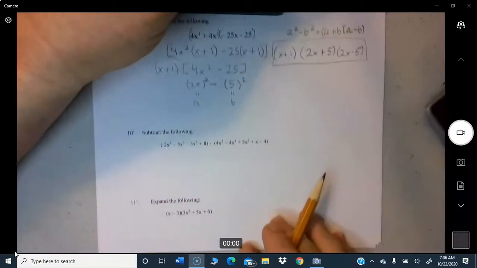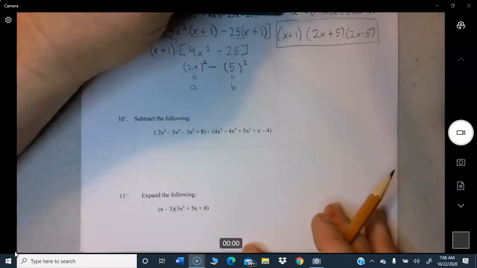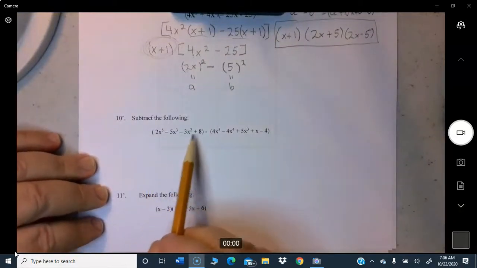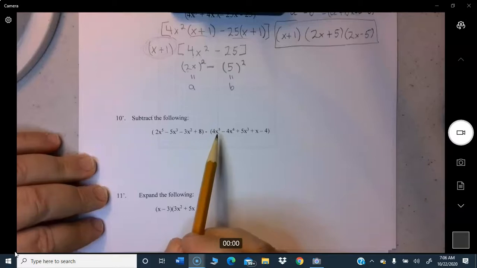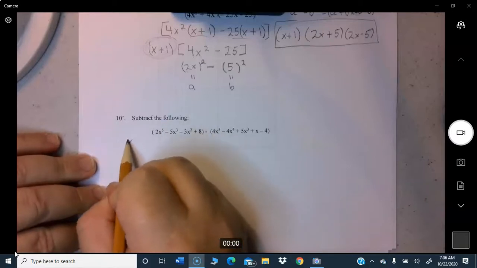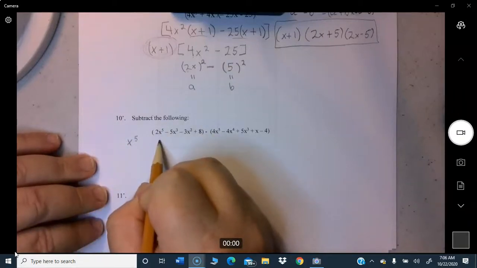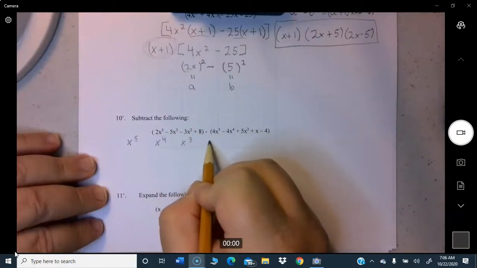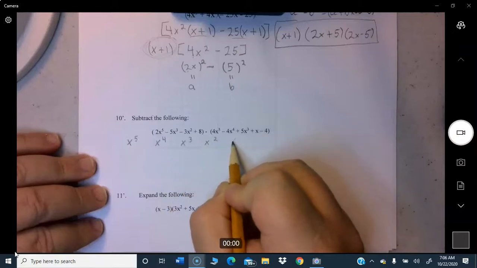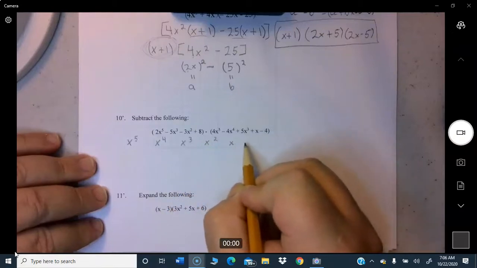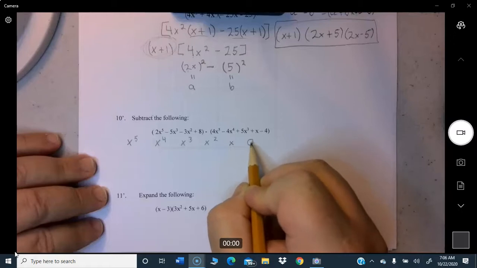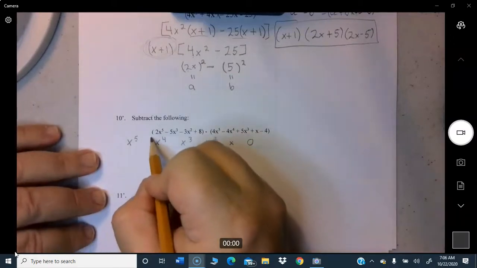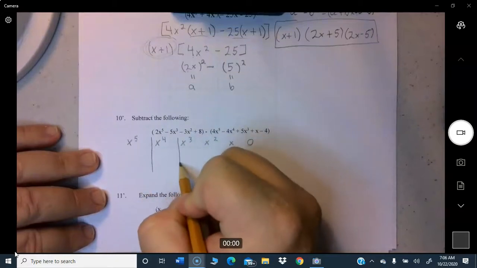Okay, let's keep going. Number 10 is a subtraction problem. Okay, so the way you set these up is you look for the highest exponent, the highest order. It's x to the 5th, so you're just going to write columns. x to the 5th, x to the 4th, and that just represents the constant. All right, and you can make columns out of this if you would like that.